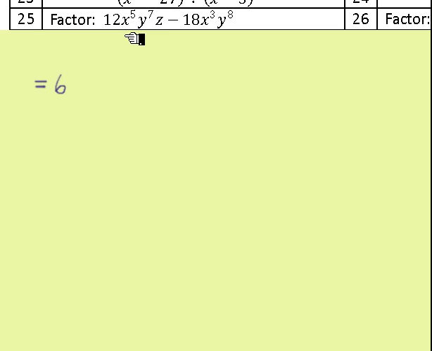Then we have the powers of x. Always take the smaller power, that can be pulled out in front, and we have the powers of y. Take the smaller one, y to the 7th. And then z is not a common factor, so we don't pull that out.